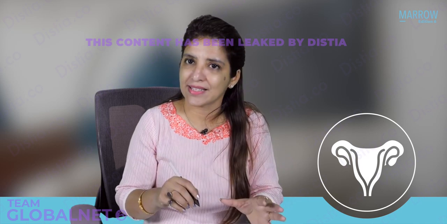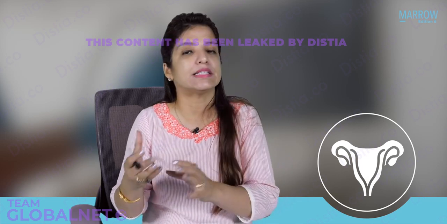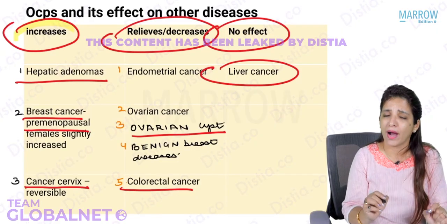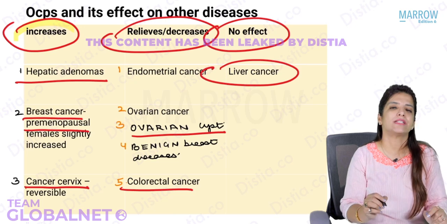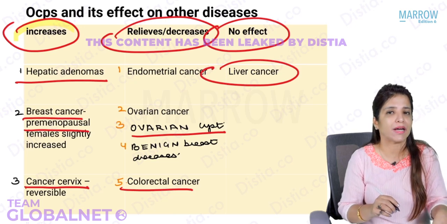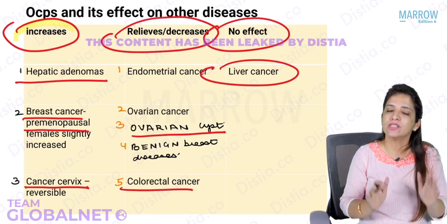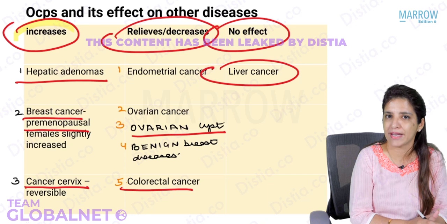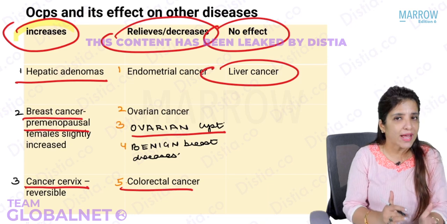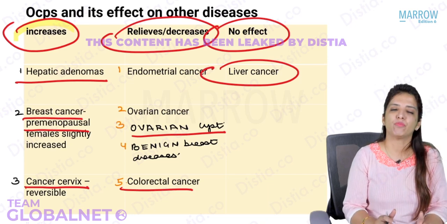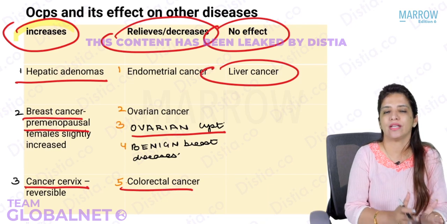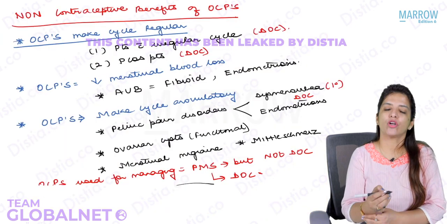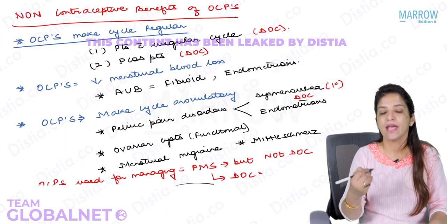Then there is one cancer which has no effect. Neither is the incidence increased, nor is it decreased, and that is liver cancer. Why I am mentioning it here is because so many times you tend to get confused between hepatic adenomas and liver cancer. The incidence of hepatic adenoma is increased by the use of oral combined pills. But as far as liver cancer is concerned, the oral combined pill doesn't have any effect on its incidence, right? Then, what are the non-contraceptive benefits of oral combined pills?